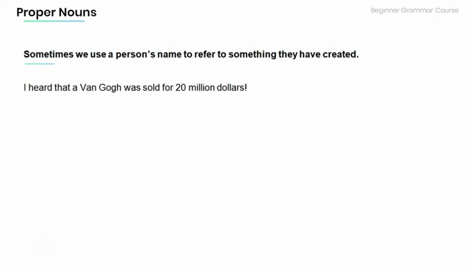Also, sometimes we use a person's name to refer to something they have created. Read the following sentence and find a word that refers to that something a person has created. I heard that a Van Gogh was sold for $20 million. Van Gogh.